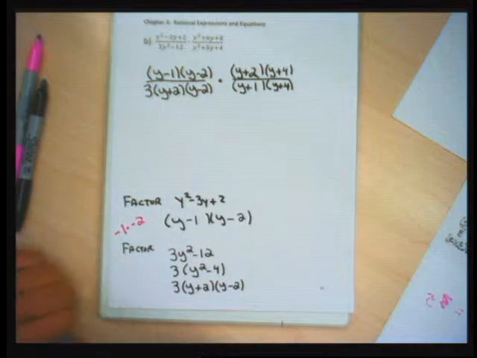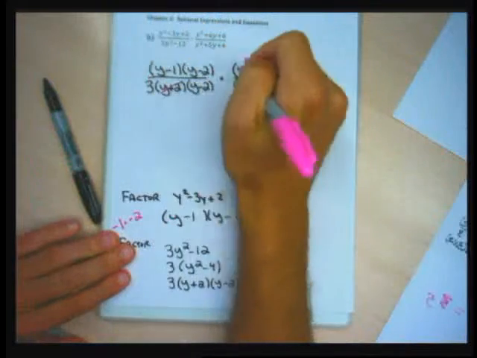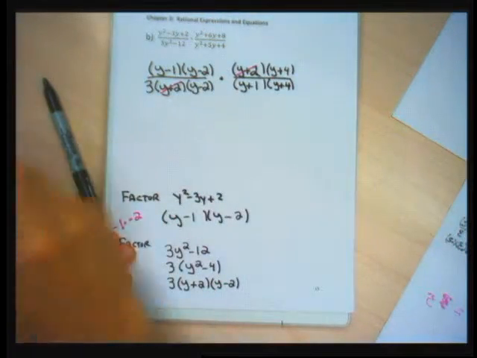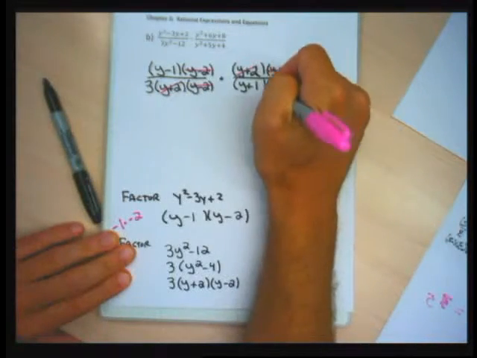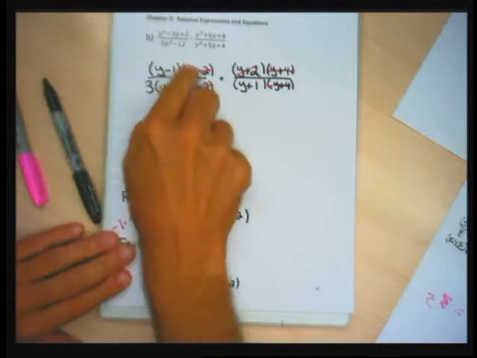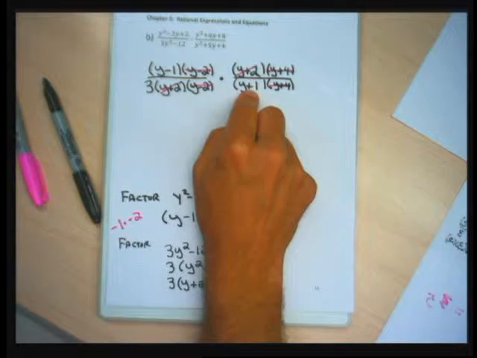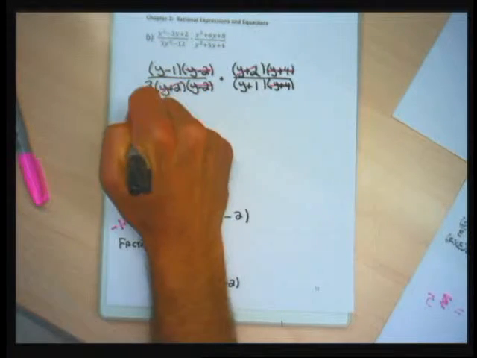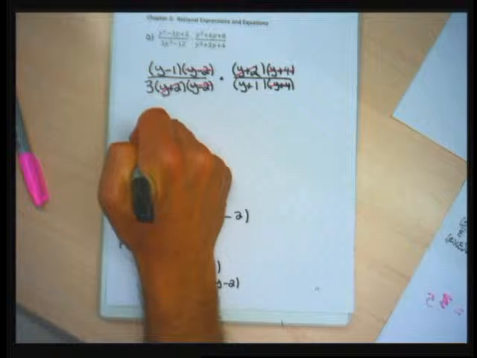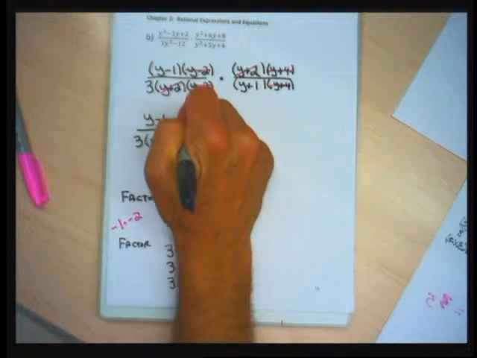Now I can cancel within the same fraction or between fractions as long as I have the same binomials. So the things that will cancel, this y plus 2 and that y plus 2, this y minus 2 with that y minus 2, this y plus 4 and that y plus 4. A y minus 1 and a y plus 1, as much as you might like to cancel them, they don't cancel. So what I have left in the numerator is a y minus 1. What I haven't canceled in the denominator is a 3 times y plus 1. This is probably the best answer.